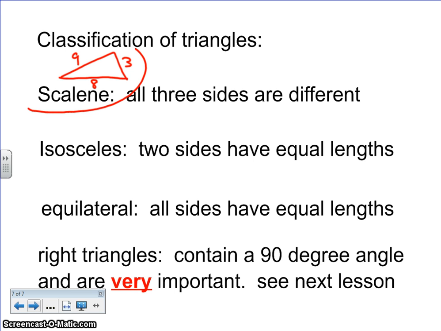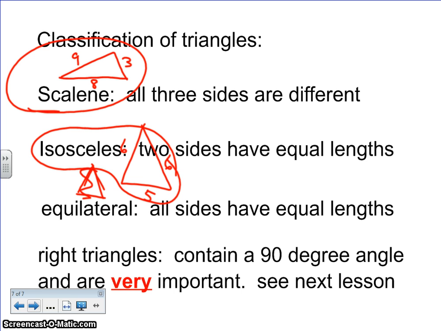An isosceles triangle, which sounds like a summer treat, icicle, isosceles. I don't know. It's one where two sides have the same length. They usually look something like that. That's not a good one. They look like this. So like this would be 6, and this would be 6, and that would be 5. And that would be an isosceles triangle.